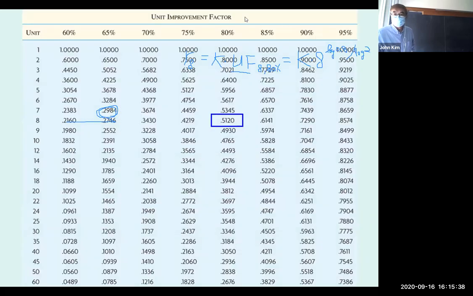From the chart, find the unit factor at eighth and 80%. So the unit number is 8. This chart is attached, the first one, unit improvement factor, in your lecture note. So find the unit factor at 8th and 80%. The unit factor, this part, is 0.5120 from the chart.